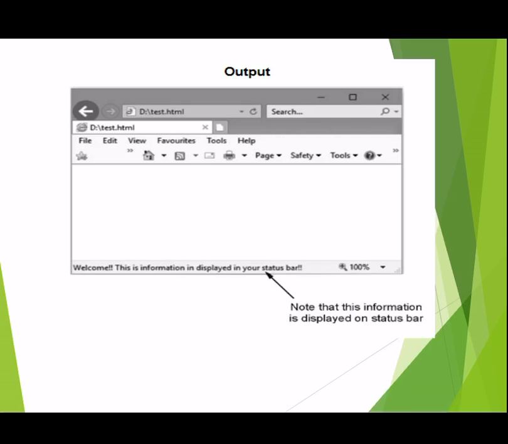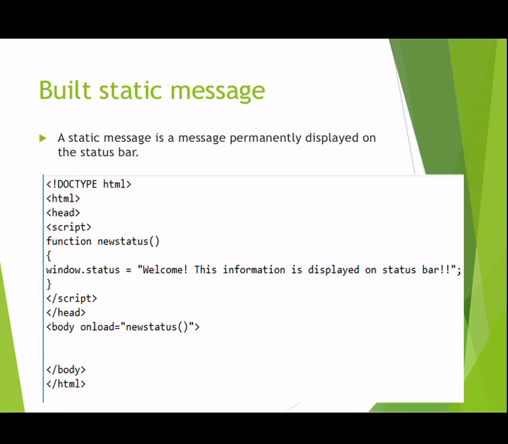Now we'll study how to display some static messages on your status bar using JavaScript. So, building a static message that is permanently displayed on a status bar. Even if you scroll down your browser window, you will see that the status bar and the message are always permanently displayed on that status bar. Now let's see the code for how to display a message.